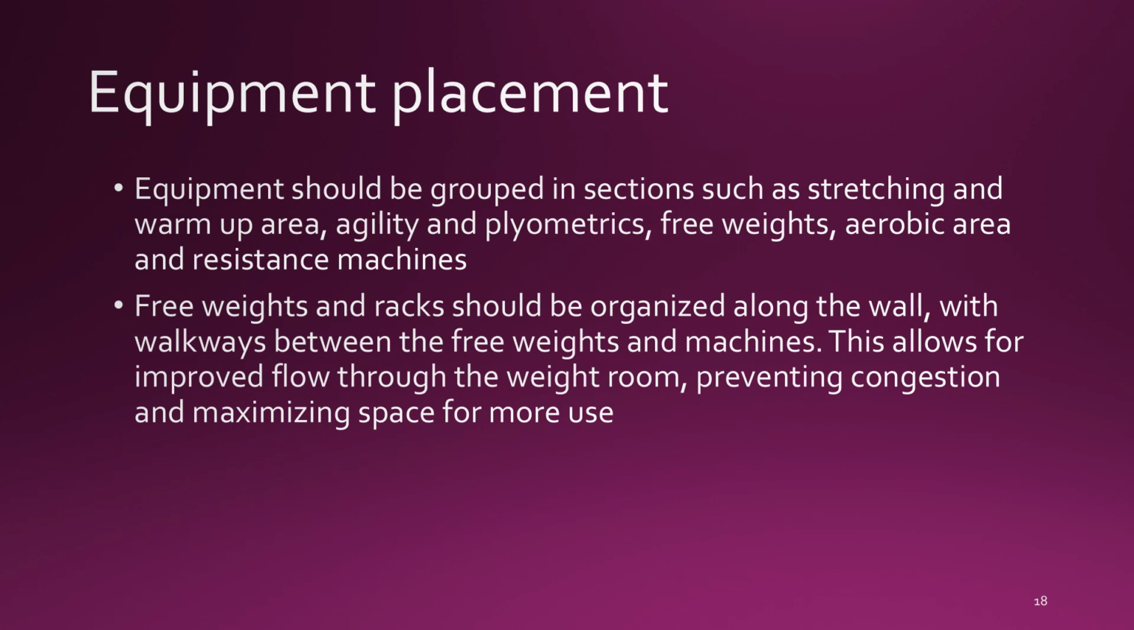Okay, where should our equipment be placed? Equipment should be grouped in sections such as a stretching area, a warm-up area, agility and plyometric area, free weights, aerobic area, and resistance area. Free weights and racks should be organized against the wall. Walkways between the free weights and machines should exist. That would allow us to easily access either those free weights or those machines. This allows for improved flow through the weight room, prevents congestion, and maximizes space for more use.